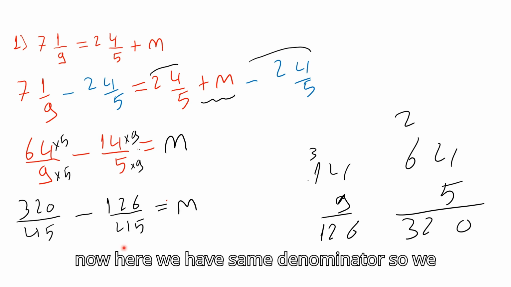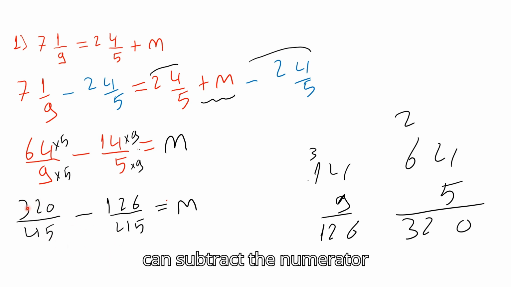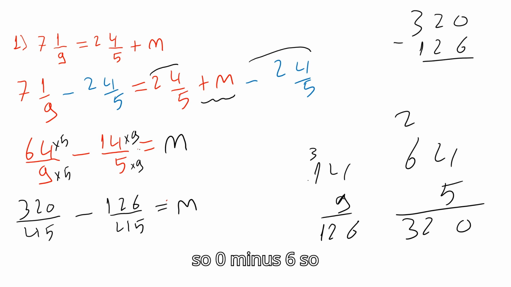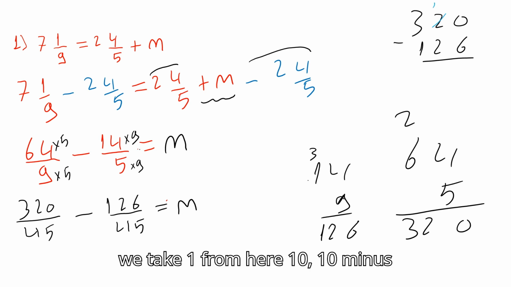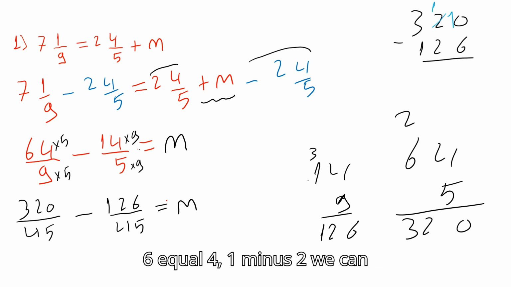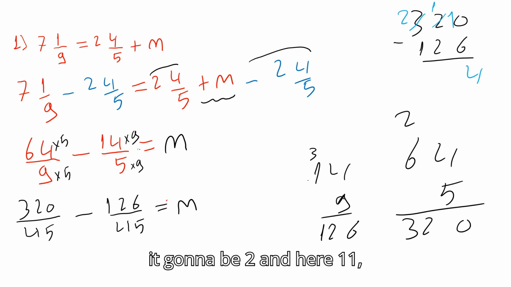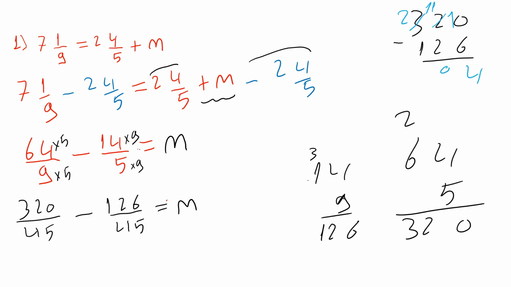Now, here we have the same denominator, so we can subtract the numerators. 320 minus 126. 0 minus 6, so we take 1 from here, 10. 10 minus 6 equals 4. 1 minus 2 we can't, so we take 1 from 3. 3 is going to be 2. And here 11. 11 minus 2, 9.